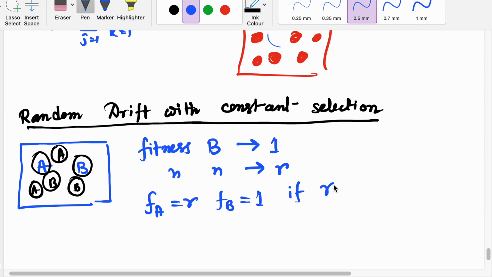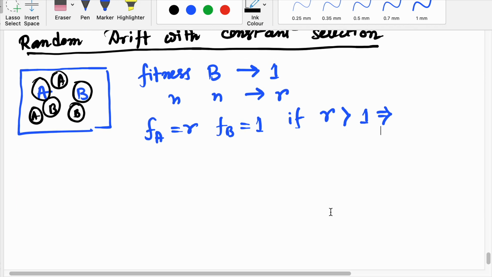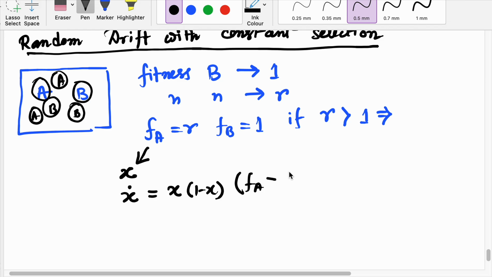Now if r is greater than 1, then what can we say from this? That A has a higher fitness than B, and the fitness does not depend on the frequencies, it is a constant fitness or constant selection that is going on. Now what does our previous dynamical equation suggest? Suppose x is the frequency of A type individual in the population, then the change in frequency of A type individual should be given by this equation, Fa minus Fb. So this will equal x into 1 minus x into r minus 1.